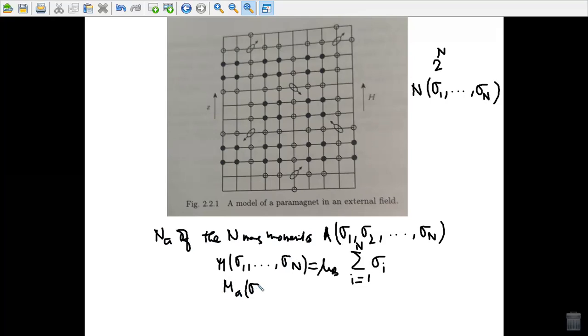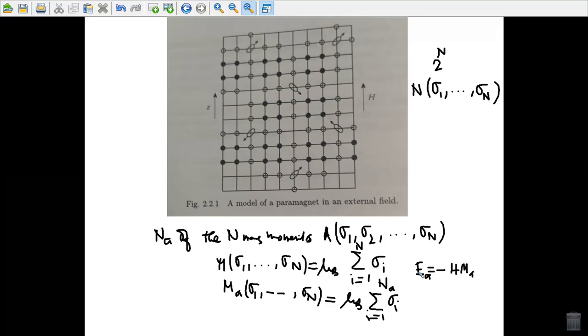M_A of sigma_1 to sigma_N equals mu_B summation i equals 1 to N_A of sigma_i. Despite the fact that it depends only on part of the variables, so is the energy of the subsystem E_A, which equals minus H M_A, right? And the value of a particular spin sigma_i is also an observable, etc.